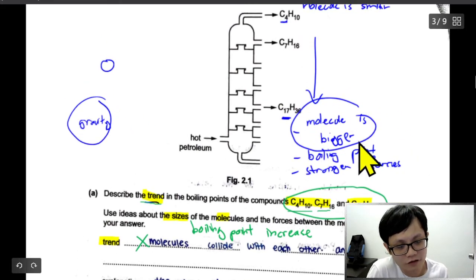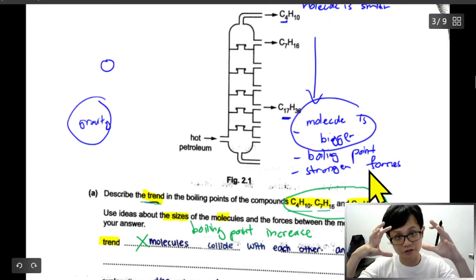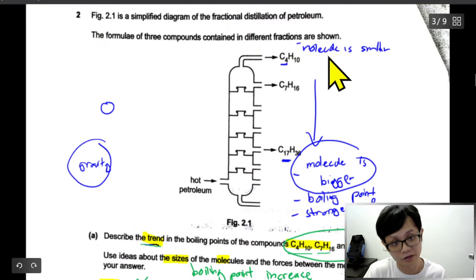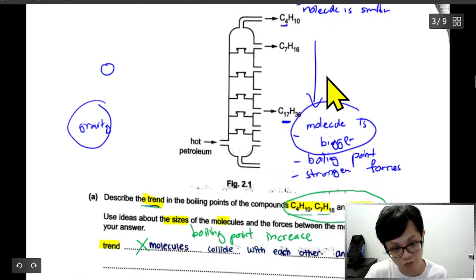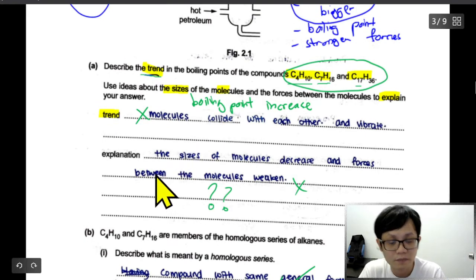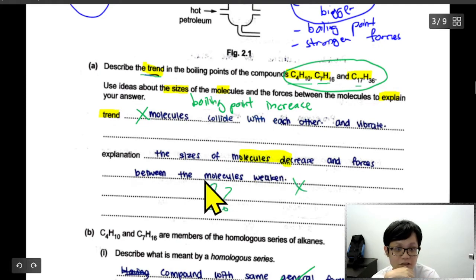So of course, the molecule is bigger, so the forces between molecules are also bigger. In order to break it apart, you need more heat, more collision, more force to break the molecule. Unlike here, the molecule is smaller, so it's easier to break. So that's the explanation. But of course, this one actually is true. The student wrote correctly actually. The size of the molecule decreases, so it is weakened.